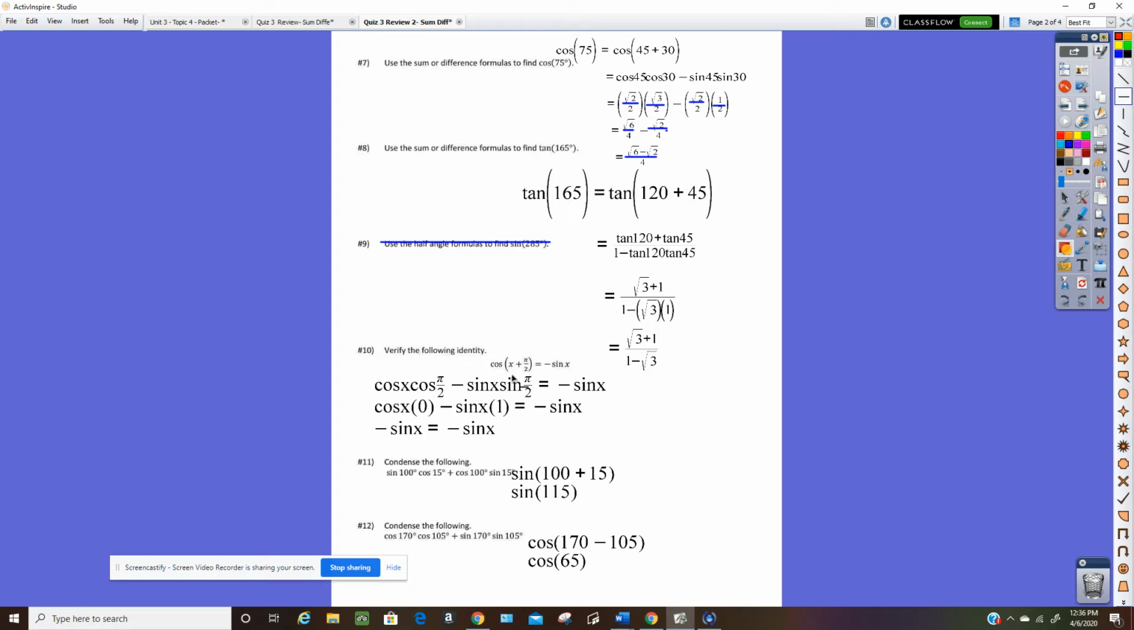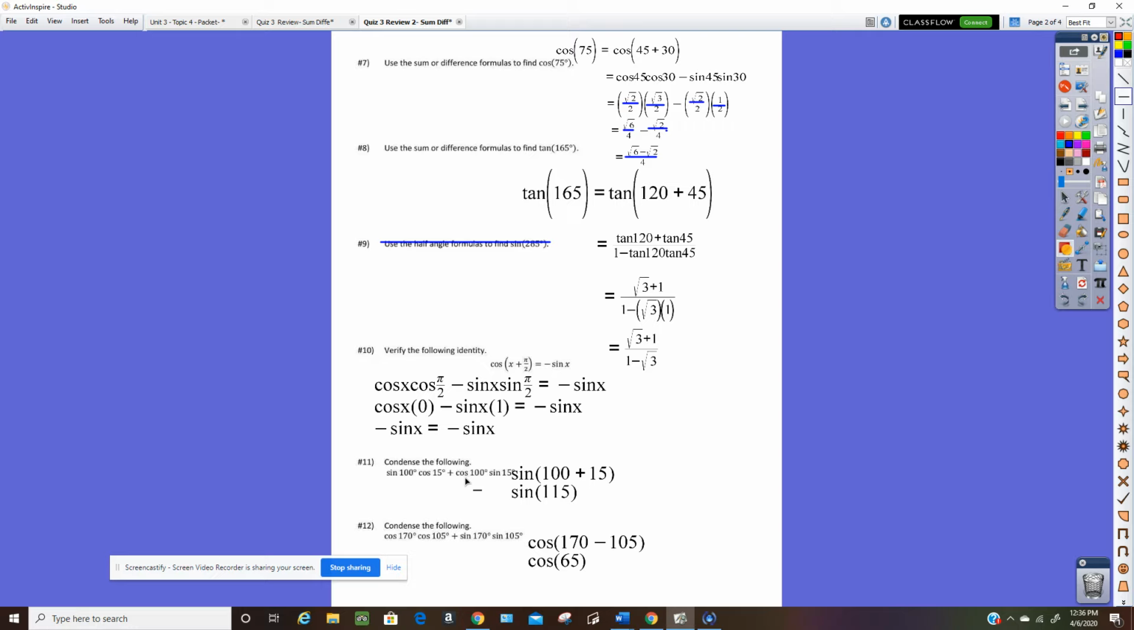So verify this identity. Just looking at the sum identity for cosine, you have cosine x cosine pi over 2 minus sine x sine pi over 2, and we're wondering if that equals negative sine x. Well, cosine x we leave alone, and cosine of pi over 2 is just 0, and then minus sine x, and sine of pi over 2 is 1. So the first term becomes 0, and then 1 times negative sine x is negative sine x, so you do have the left side equals the right.